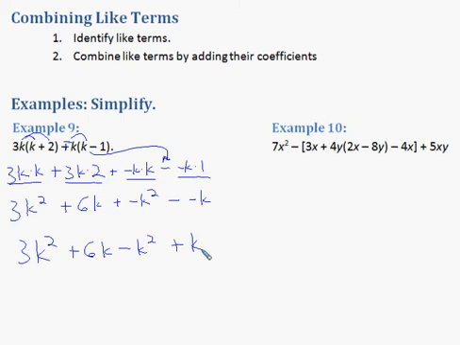And now we see we have some like terms. We have a 3k squared and a minus k squared. Remember, that's a minus 1k squared. So 3 minus 1 is 2k squared. 6k plus k is 7k.